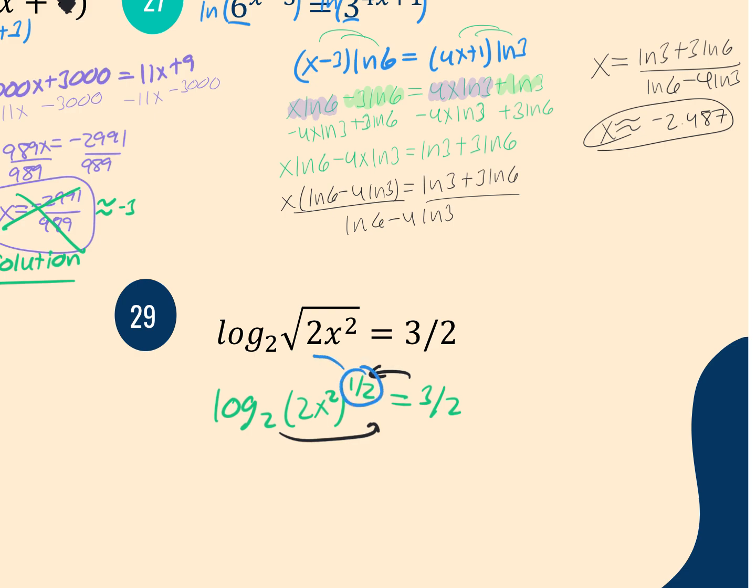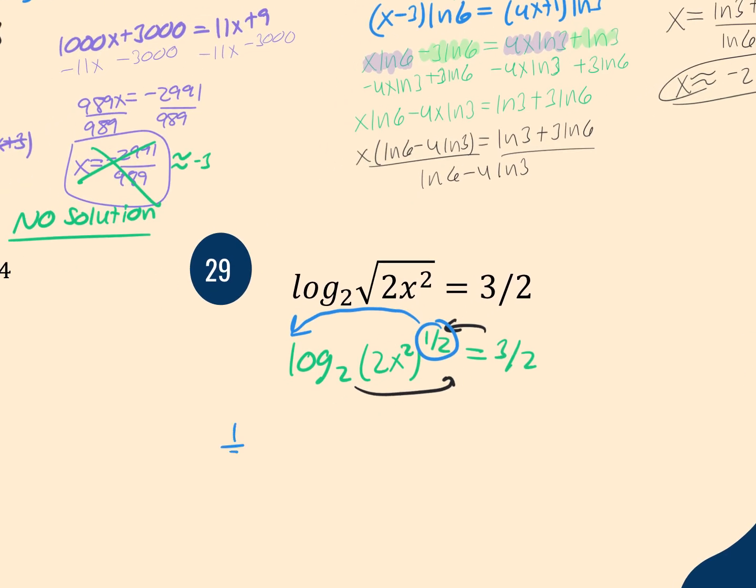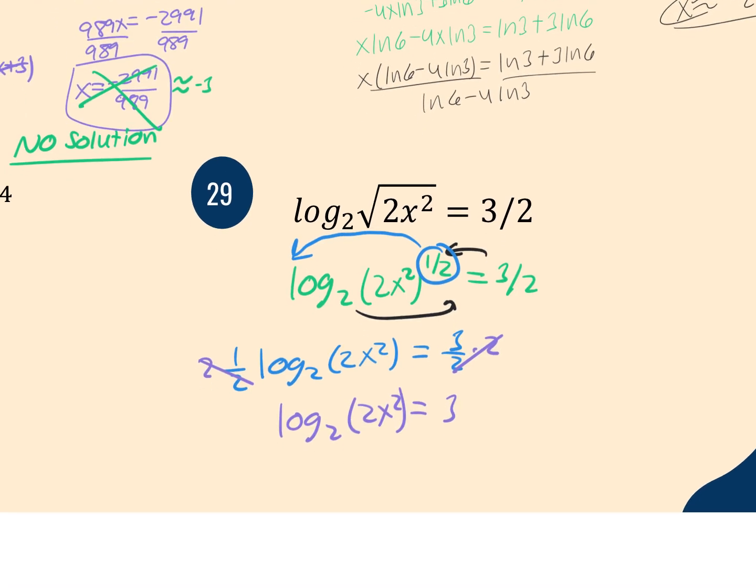So what I'm going to do is take that exponent and move it out front, right? You are allowed to do that. That is a property of logs. So I get 1/2 log base 2 of 2x squared equals 3/2. And then to get rid of the 1/2, you can multiply both sides by 2. And then that's going to go away, and then we're going to get log base 2 of 2x squared, and that's going to equal 3, right? And then you can raise 2 to the third power.